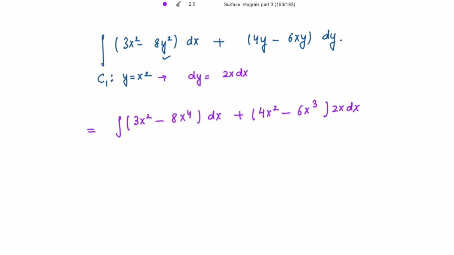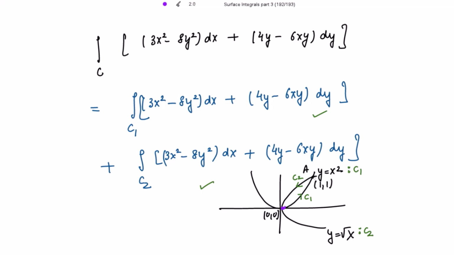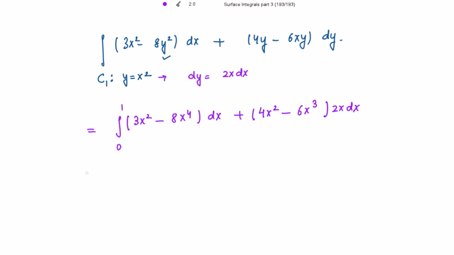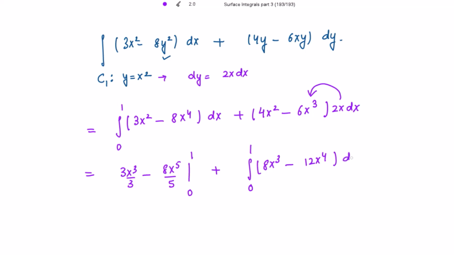Now what are the limits for x? Because this is a curve from the origin to the point A, from here to here, that is from 0 to 1. So the limits are from 0 to 1. Integrating with respect to x, we get 3x cubed divided by 3 minus 8x to the power 5 divided by 5, limits from 0 to 1, plus, multiplying this 2x inside, we get 8x cubed minus 12x to the power 4 dx. Let's cancel these two. Putting the upper limit for x, we get 1 minus 8 divided by 5, and when putting the lower limit, we get 0.